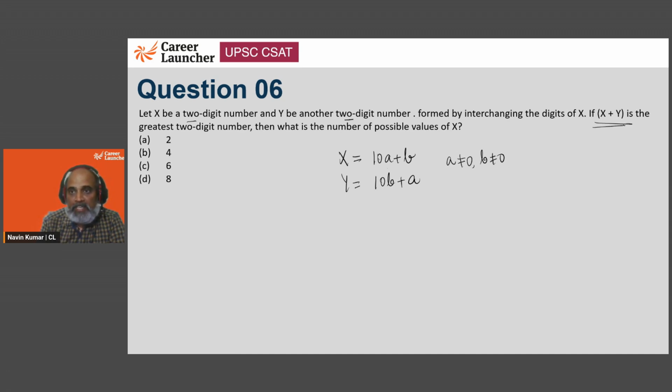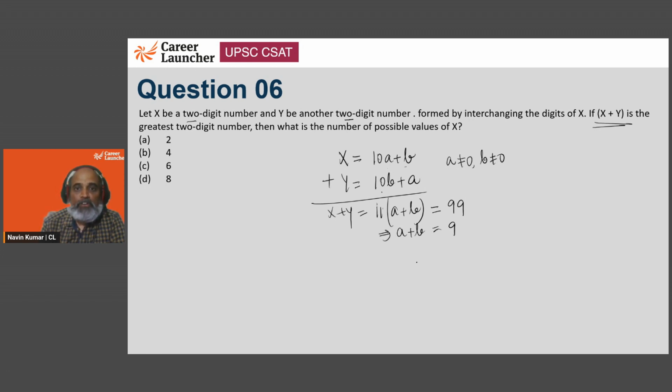Now, question says if we add x and y, so we'll get x plus y. We will be getting 10a plus a, 11a, plus b. We will have 11b and we will have 11 times a plus b. If x plus y is the greatest 2-digit number, what is that? 99. So that means a plus b is going to be 9. 11 into 9 is 99.